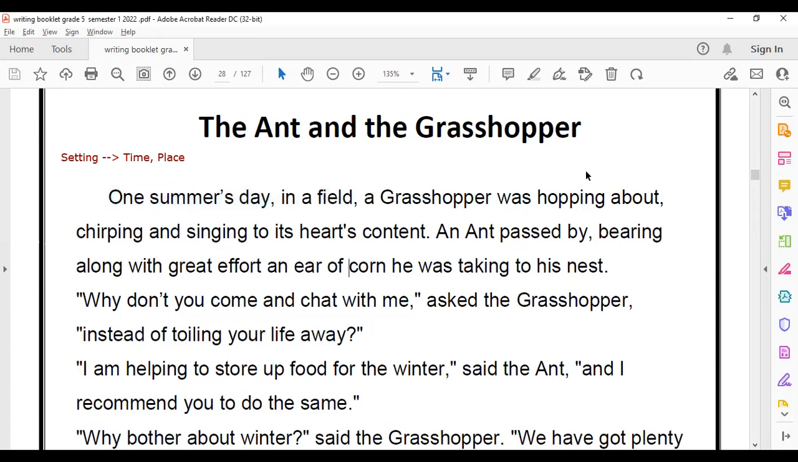And as you can see here, even if you didn't read the title, you will find he introduced the first character here and the second character in the second line. An ant passed by, bearing along with great effort an ear of corn he was taking to his nest.